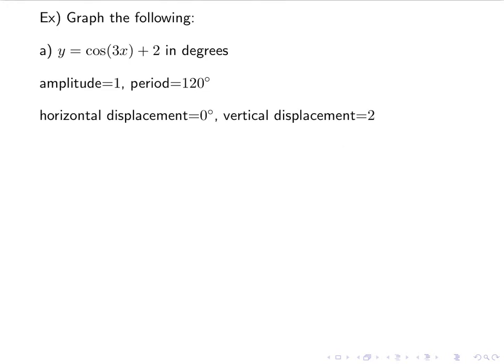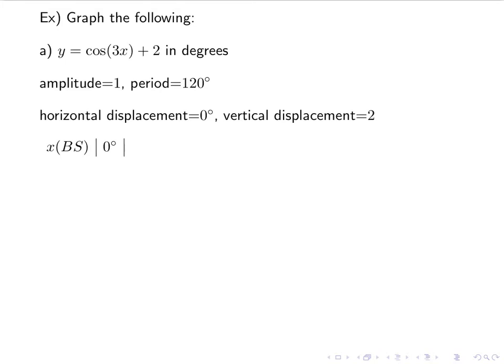The horizontal displacement is 0 because c is 0. And the vertical displacement is 2 because that's our d. So I'm going to have 3 rows in my table now instead of just the 2, the x and the y. I'm going to have x with a BS, which is for before shift. So these are the values that we would have had last class if there wasn't a horizontal displacement. And there isn't one in this example anyway, but I'm just going to have the graph set up the same way.